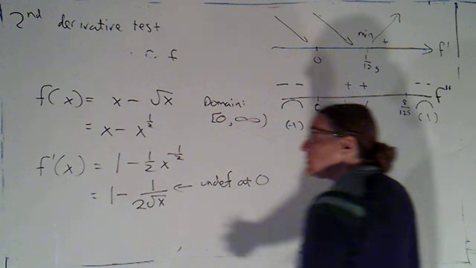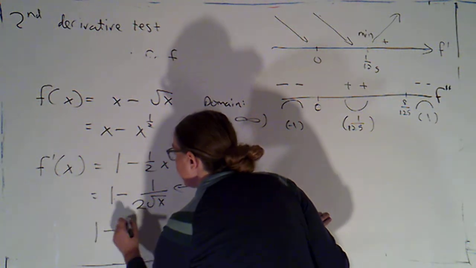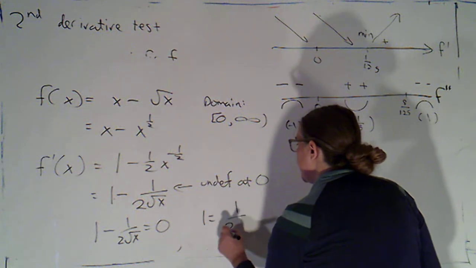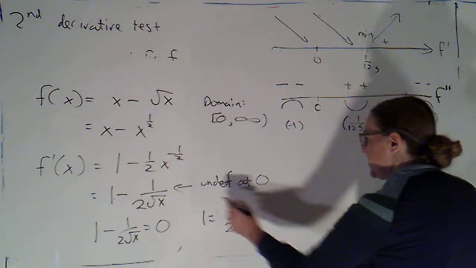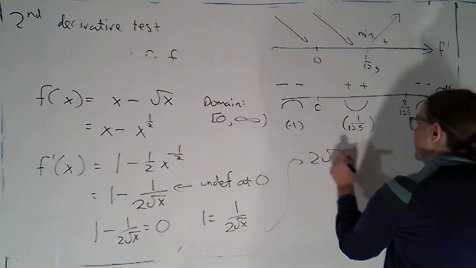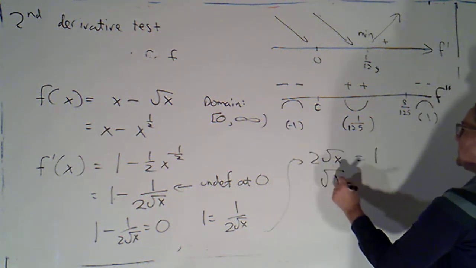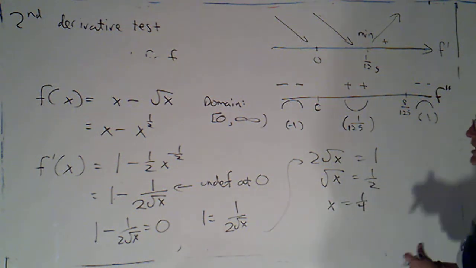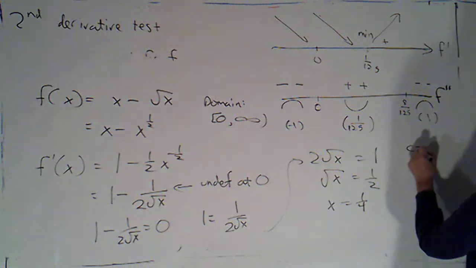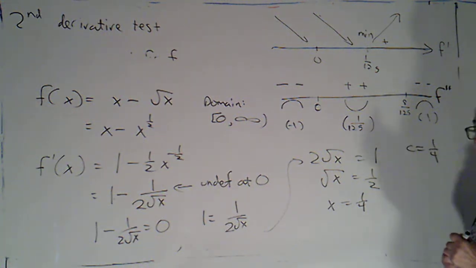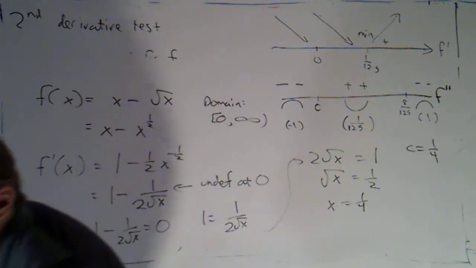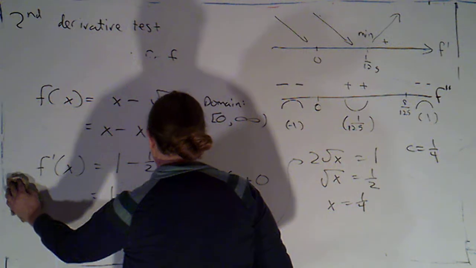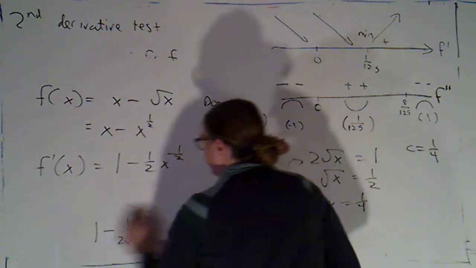So, any critical numbers that I have would be where this thing is equal to 0. So that would mean that 1 is equal to 1 over 2 root x. Multiply that over. That's going to give me 2 root x equals 1. Root x is 1/2. So x is 1/4. So my critical number is c equals 1/4. I'm going to plug that into the second derivative to see if I can classify it, whether it's a max or a min.